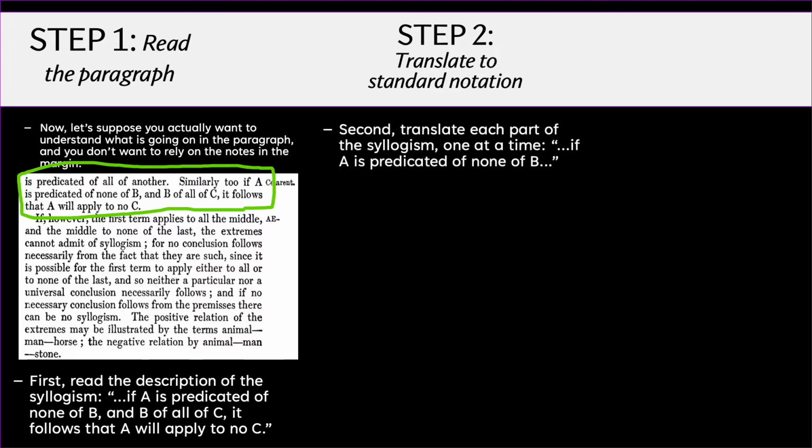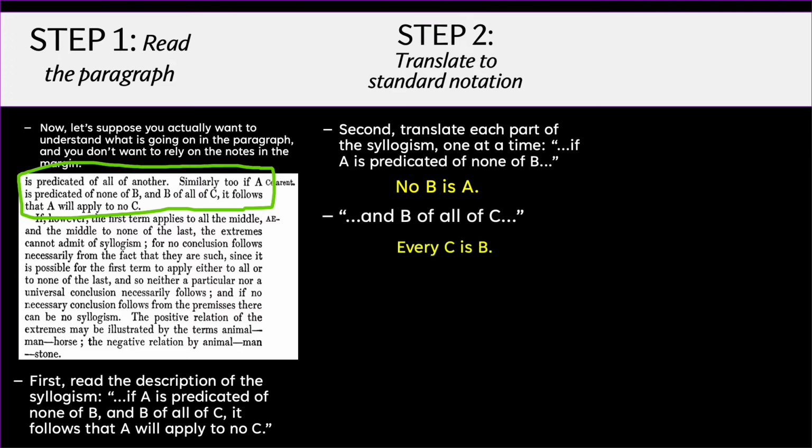Second, translate each part of the syllogism one part at a time. Let's take the first part. If A is predicated of none of B, this is translated into standard notation as no B is A. Notice how I've reversed the order of predicate and subject. Aristotle always writes the predicate first and the subject last, but in standard notation, or in ordinary English conversation, we put the subject first and the predicate last.